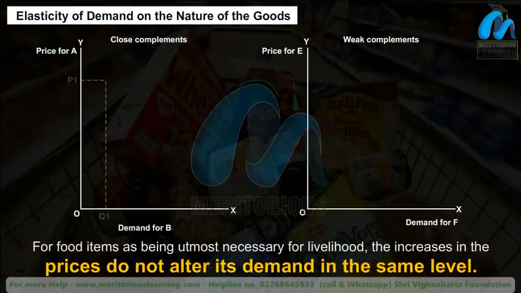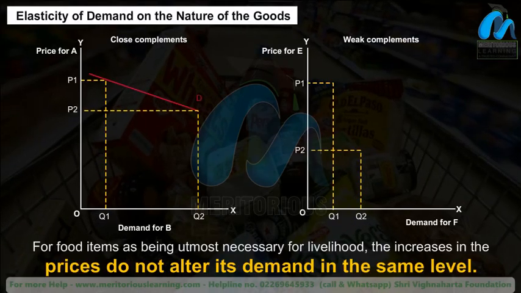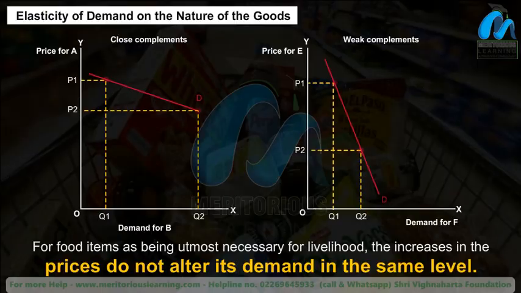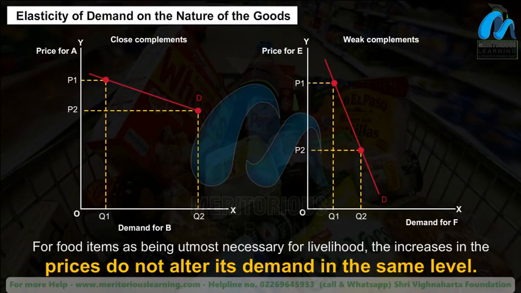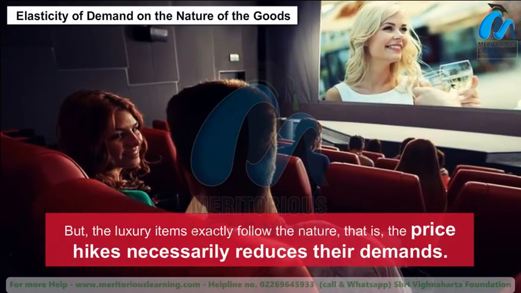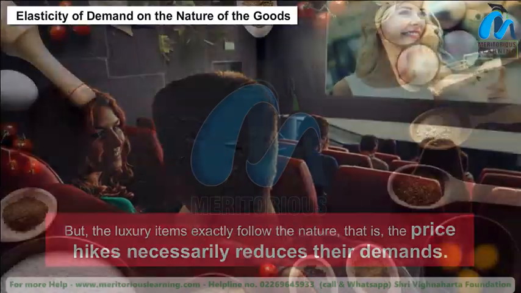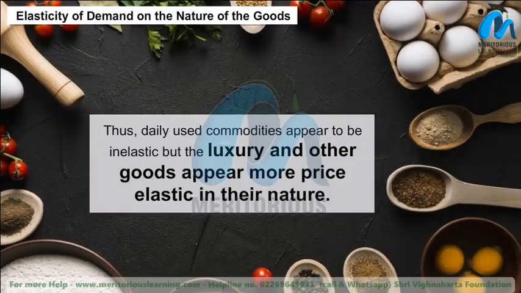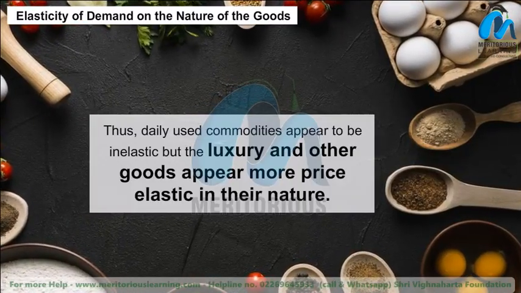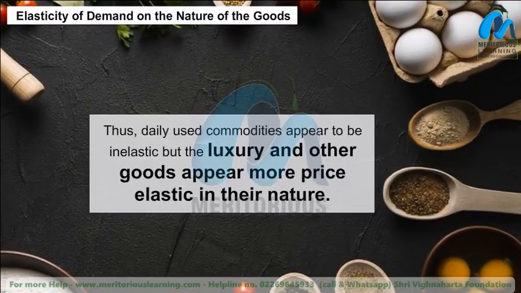For food items, being utmost necessary for livelihood, increases in the prices do not alter demand to the same level. But luxury items follow the opposite nature. That is, price hikes necessarily reduce their demand. Thus, daily used commodities appear to be inelastic, but luxury and other goods appear more price elastic in their nature.